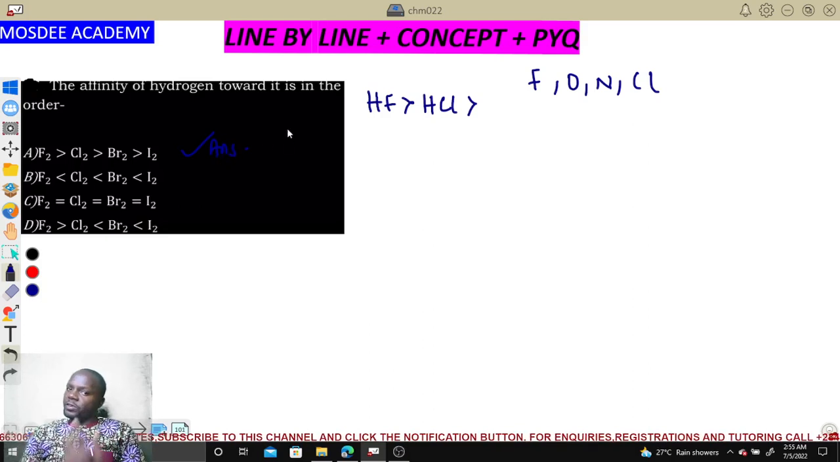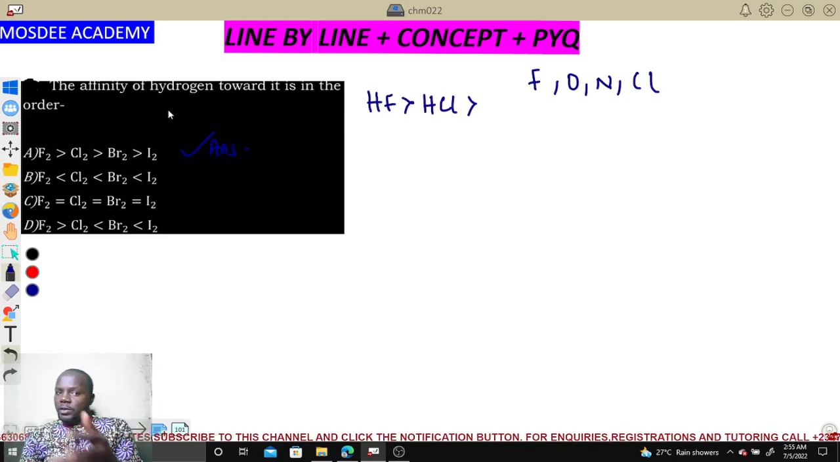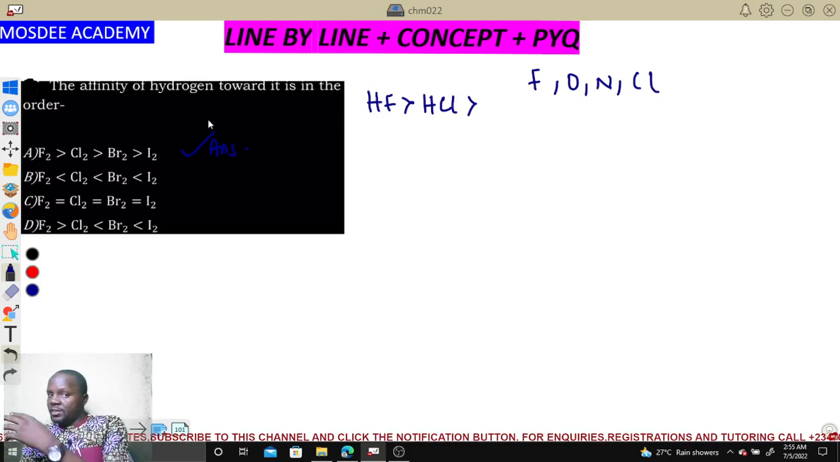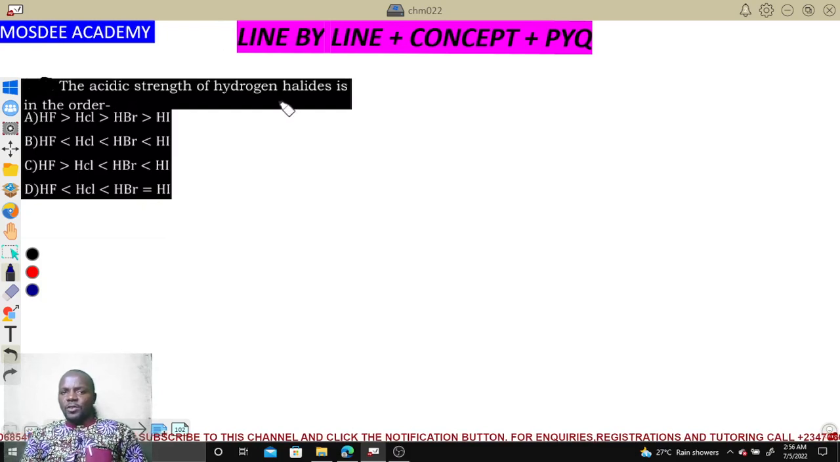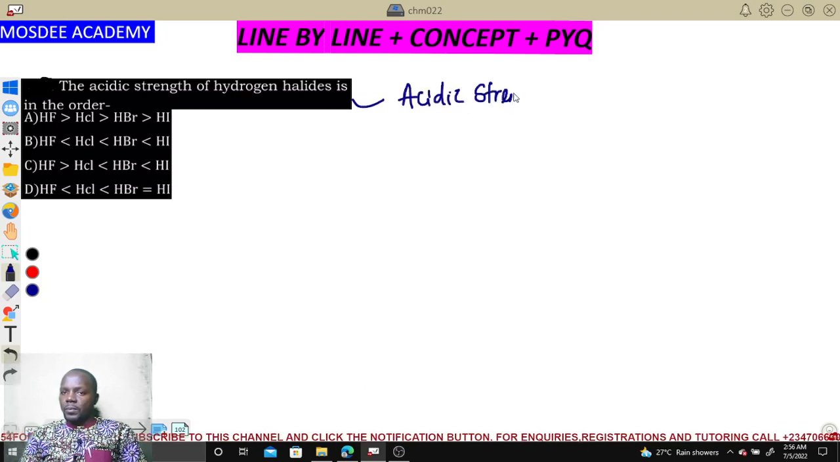They are simple questions you can actually get from the knowledge of the electronegativity trend. We have talked about it. The next one: the acidic strength of hydrogen halide is in the order of dash. Now, be careful about this acidic strength of halides.